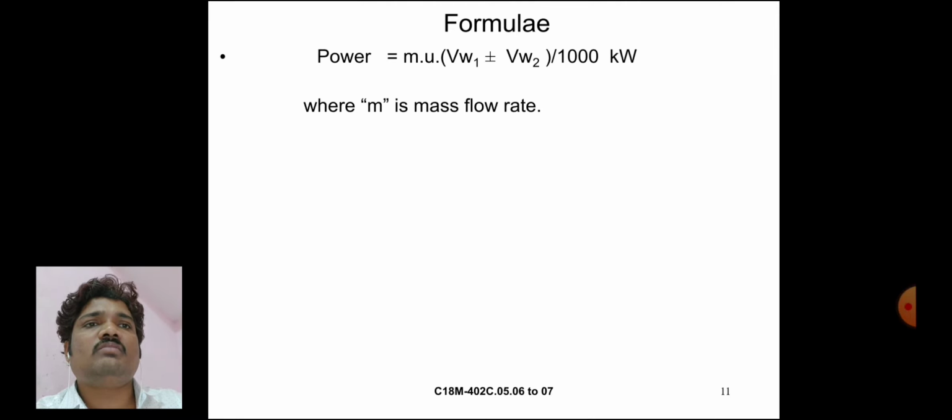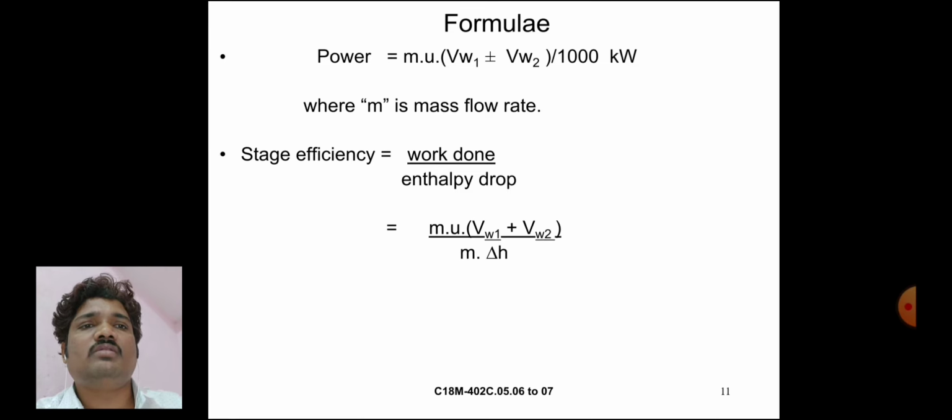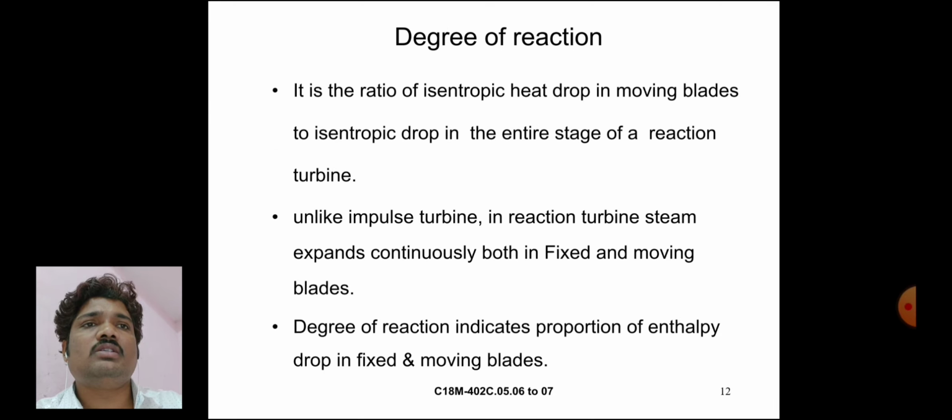The formulas: power, stage efficiency, work done by enthalpy drop. Efficiency equals U into (Vw1 plus or minus Vw2) by delta H.